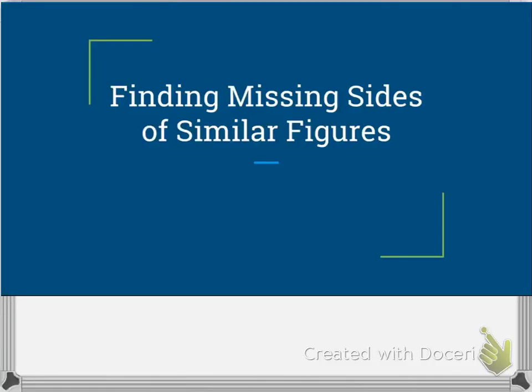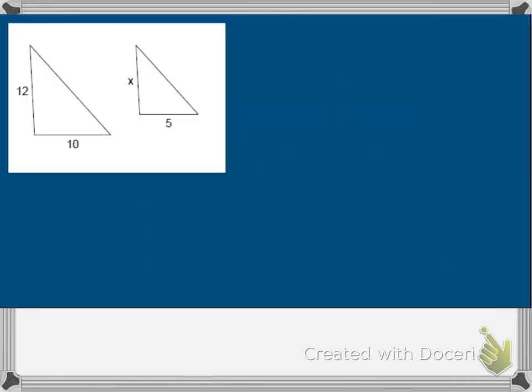When you're working with similar figures, you can use proportions to help you find the length of missing sides of any shape. For example, here we have two triangles that are similar in size. They're similar, meaning they have the same shape and their angles are also congruent. That means that even though one is smaller than the other, the angles have the same measure.